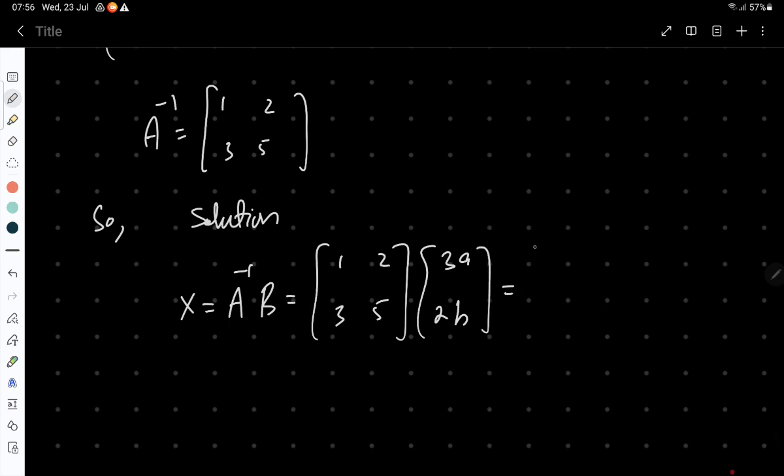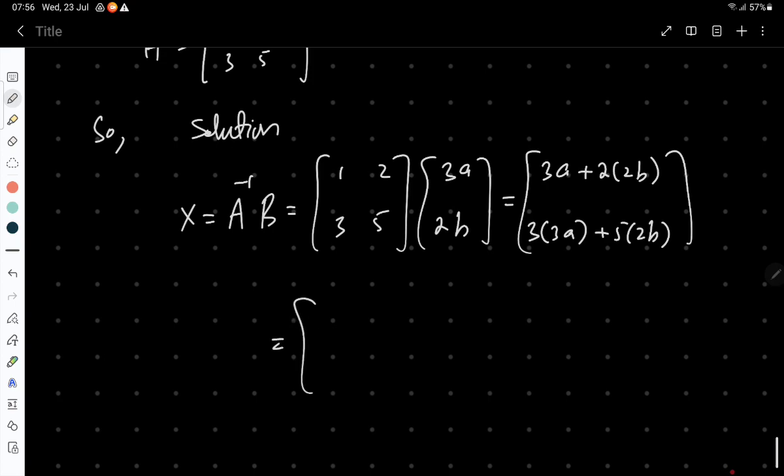If I multiply 1 times 3A plus 2 times 2B, 3 times 3A plus 5 times 2B. If we simplify this, 3A plus 4B, 9A plus 10B. This is the solution.